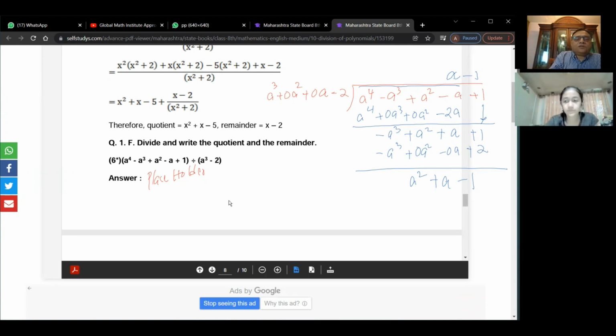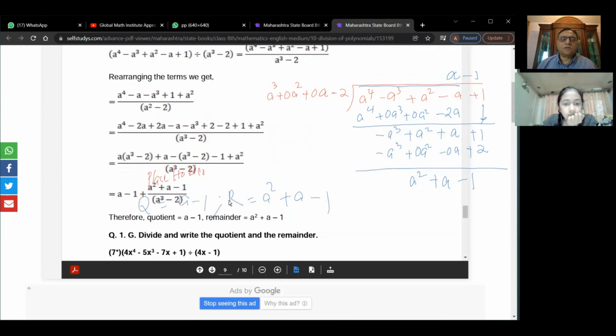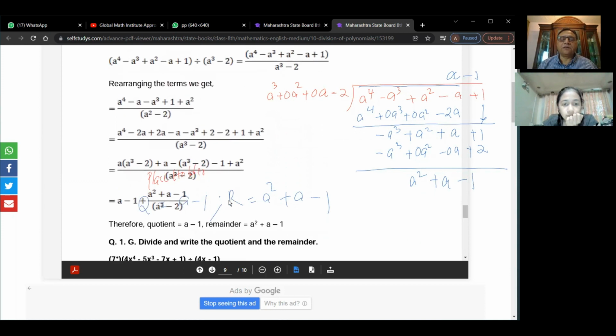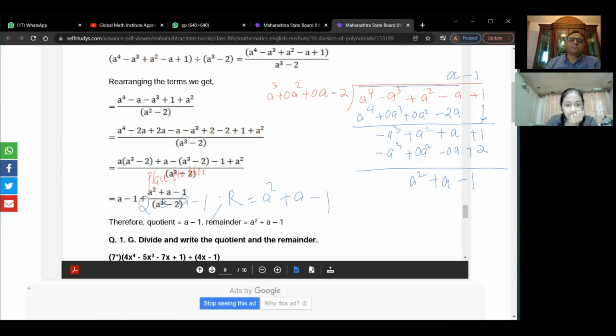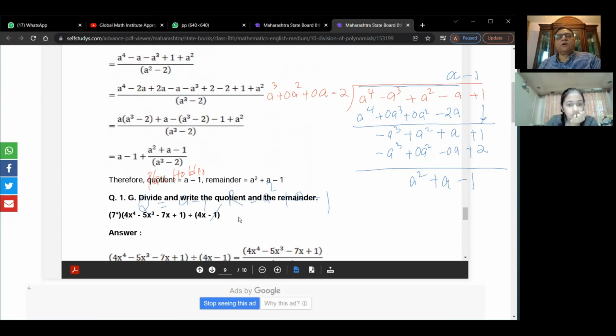So we have the quotient here, which is A minus 1, and the remainder is A square plus A minus 1. Is that clear to you? So that is how we got the same answer, A square plus A minus 1. And see how easily we got that answer, correct? So that is how you are going to do it using long division.